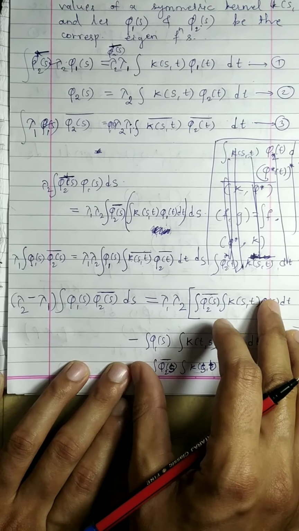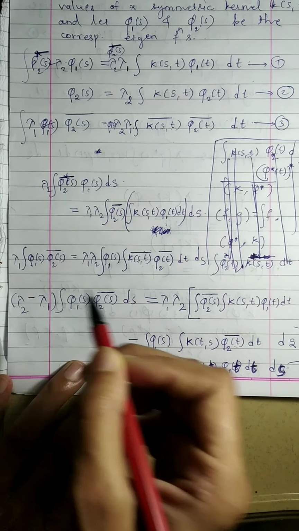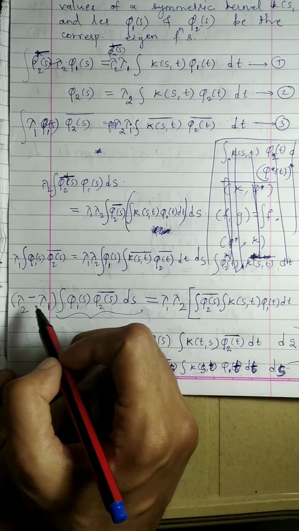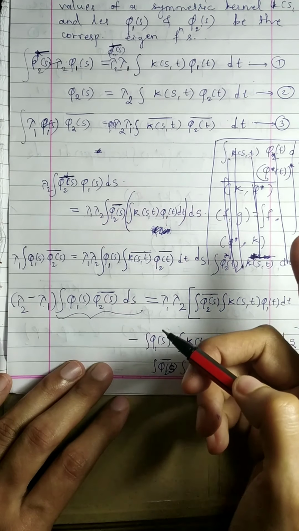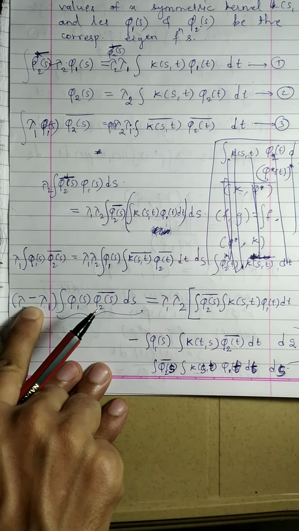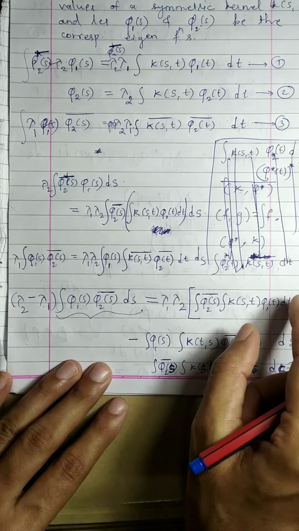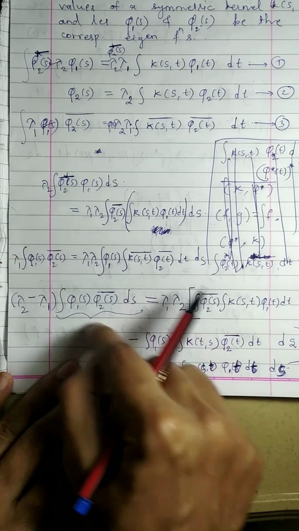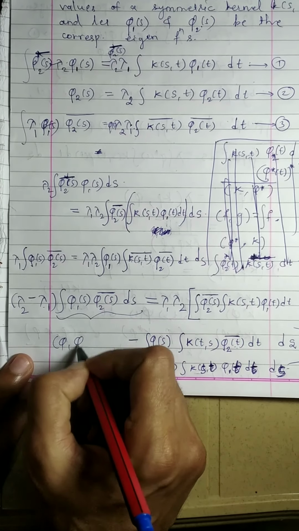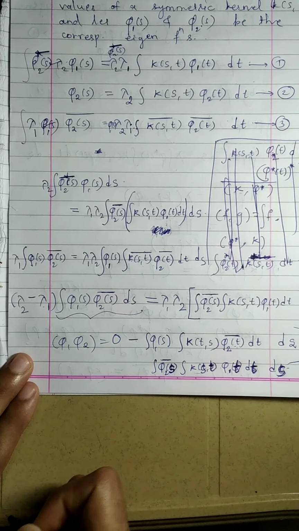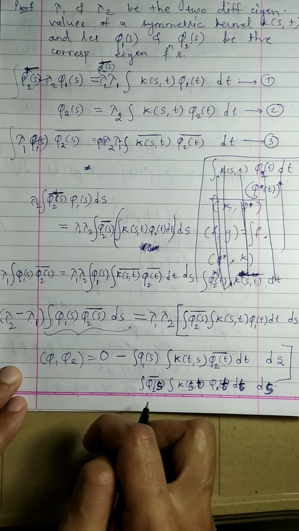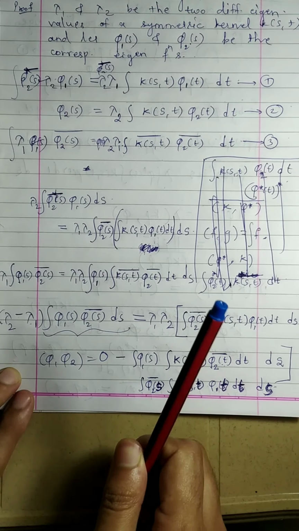And on the LHS what we have? Lambda 2 minus lambda 1 into this particular term. Now lambda 1 and lambda 2 are two distinct real numbers, so lambda 2 minus lambda 1 is not equal to 0, and this into this is equal to 0, so that tells us that this term is equal to 0. That means the inner product of phi 1 and phi 2 is equal to 0, and hence we have proved that the two eigenfunctions phi 1 and phi 2 are orthogonal.